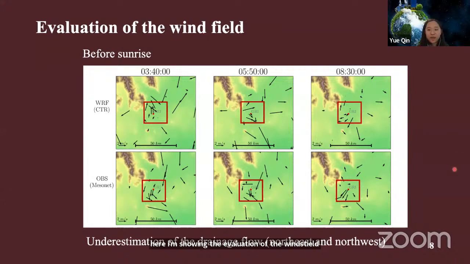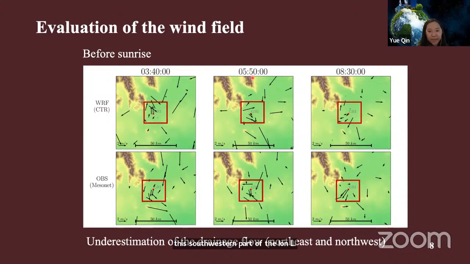Before sunrise, the area is under nocturnal stably stratified conditions with a temperature inversion. Turbulent transport between the surface and the free atmosphere is very weak. Therefore, the synoptic westerly wind is constrained. Instead, the surface layer is dominated by the topography-induced downslope wind from the northeast, down valley wind, and the downslope wind from the northwest. The top row is showing the WRF baseline simulation, and the bottom row is showing the observation by the Mesonet system. We can see that at 3:40, the model clearly underestimated the drainage flow in this southwestern part of the INL compared to the observation.